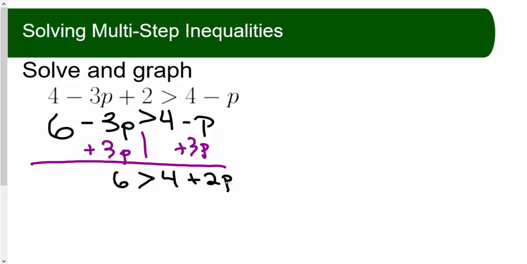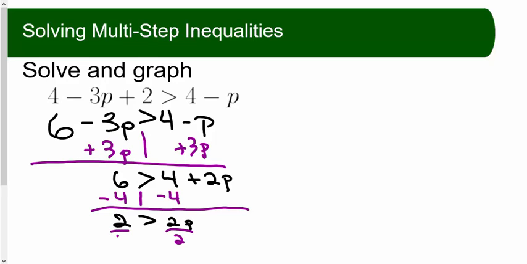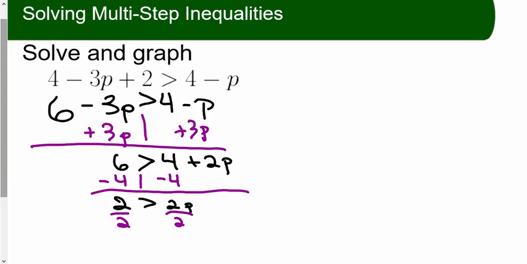I have a positive coefficient, which makes this a little bit easier to solve. I'm going to subtract 4 on both sides to start isolating my variable here. 6 minus 4 is 2. 2 is greater than 2p. To isolate the variable, divide both sides by 2. And I get 1 is greater than p.